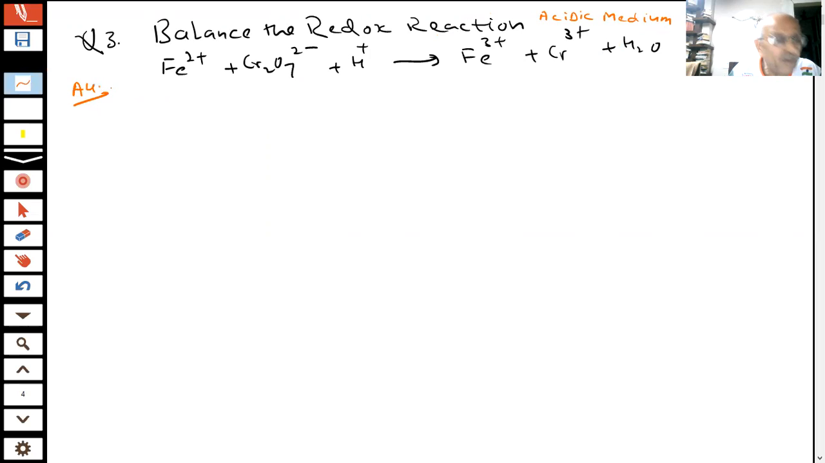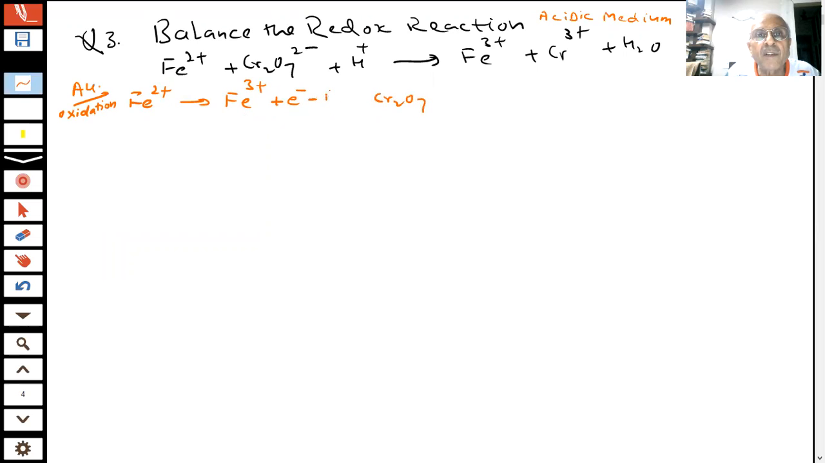So here you have two equations, students. Fe2+ is going to Fe3+. How much? Same, one Fe, one Fe. So which is electron deficient? The left side is electron deficient. Oxidation reaction.